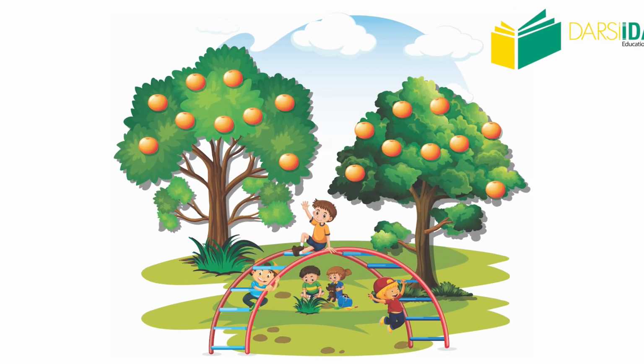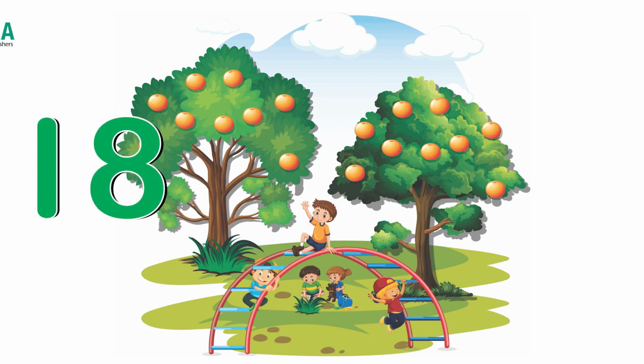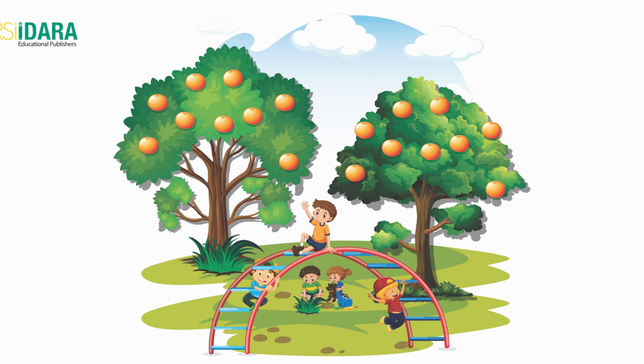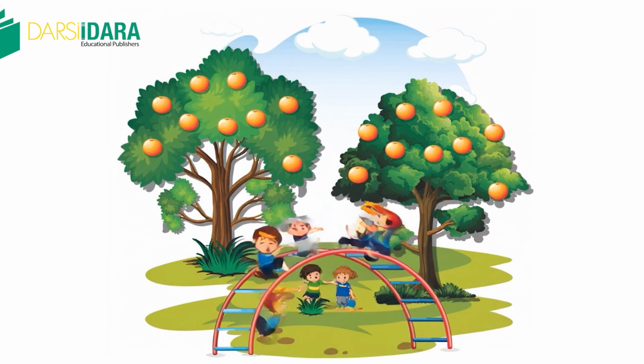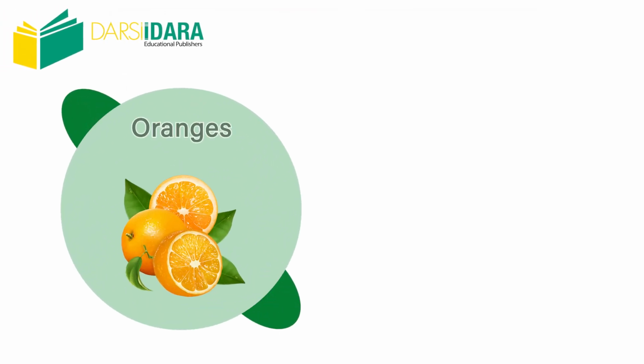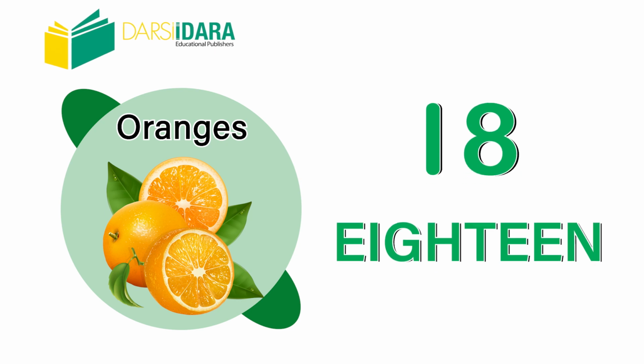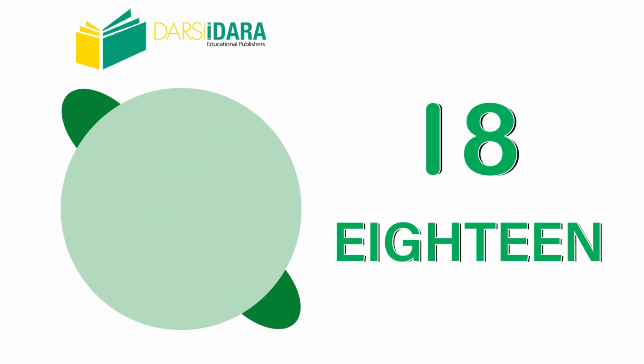Look at this picture and count the objects. Yes, in this picture there are 18 oranges on the tree. Children are playing near the orange tree. Oranges.